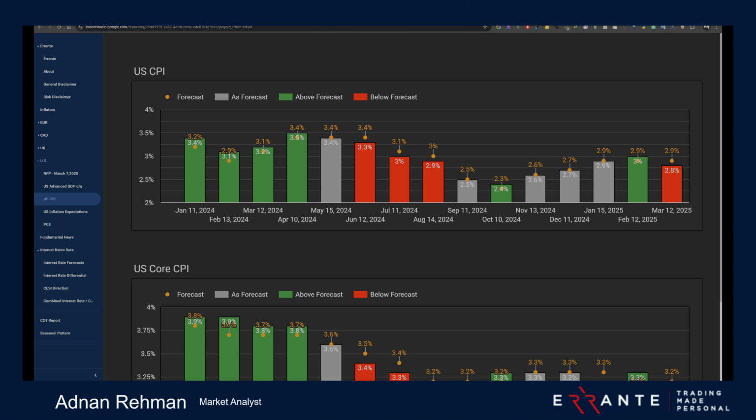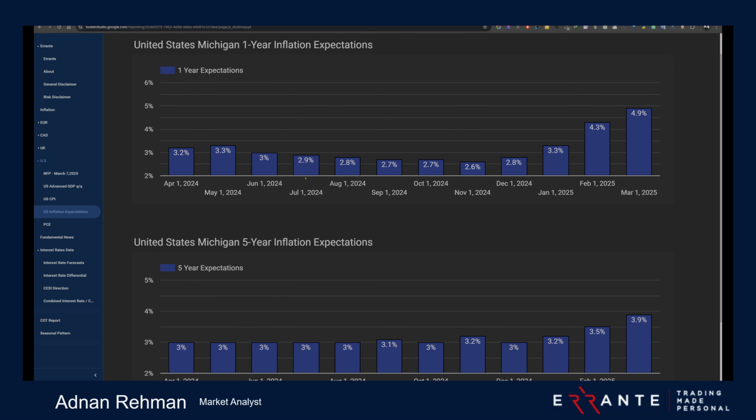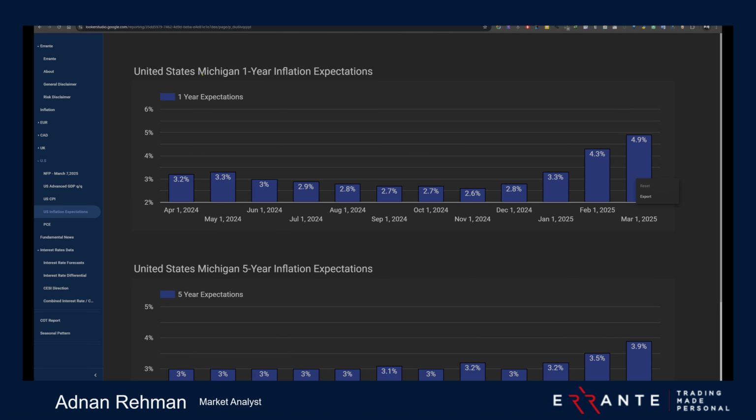This in itself means a whole scenario. Now we have done all of this homework. What is the main thing that keeps the whole scenario active? Let me come to US inflation expectations. This is data published by the University of Michigan, and usually we look at the 1 year and 5 year inflation expectations.